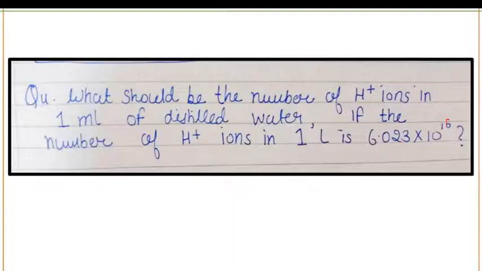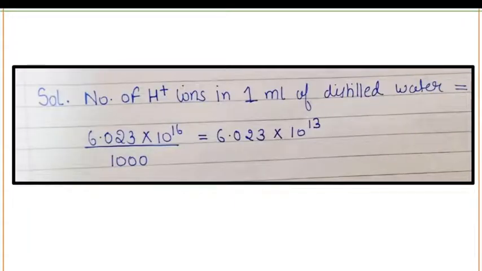Okay, let's see the solution for this question. You have to calculate the number of H plus ions in 1 ml of distilled water. So that will be equal to 6.023 into 10 to the power 16 divided by 1000. Then the answer will be 6.023 into 10 to the power 30.